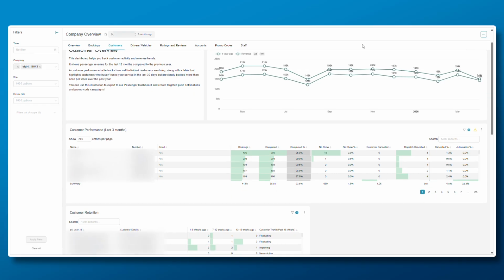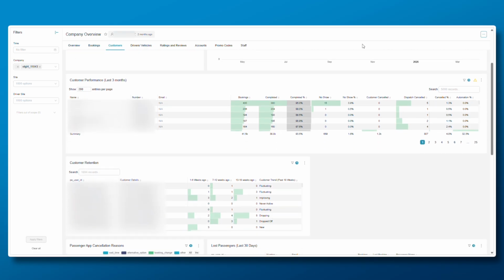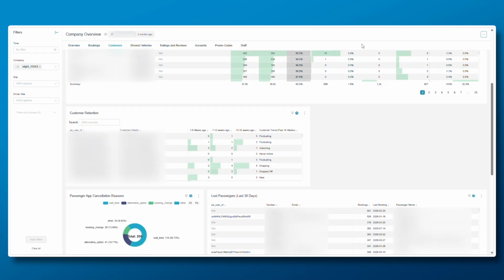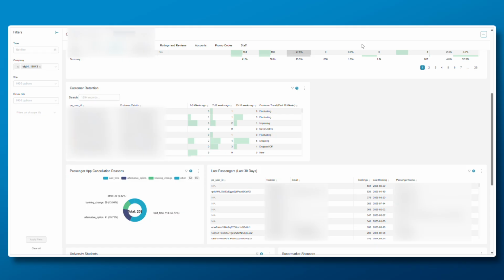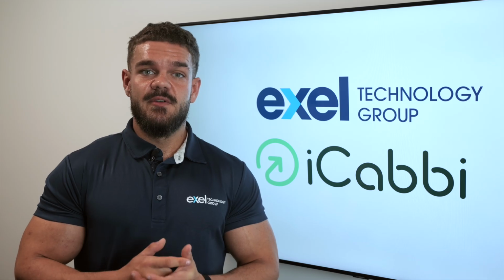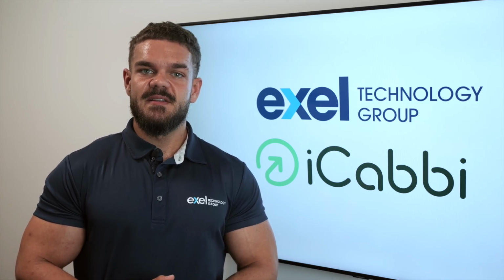The customers dashboard focuses on how your customer base is behaving and how that translates into revenue. You can compare passenger revenue over the last 12 months against the previous year, track individual customer performance and identify your most valuable customers. One of the most powerful features here is the ability to spot customers who were previously very active but haven't booked recently. This gives you a clear opportunity to re-engage them, whether that's through targeted messaging or through promotional campaigns, helping you retain valuable business.